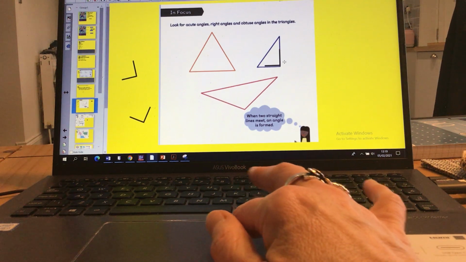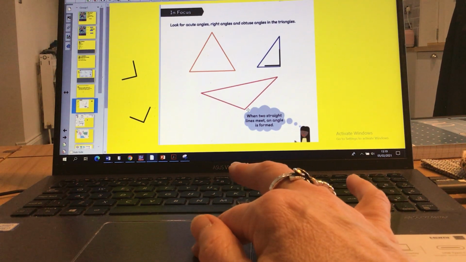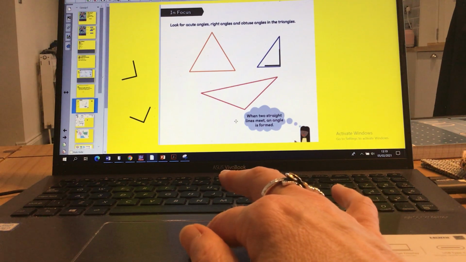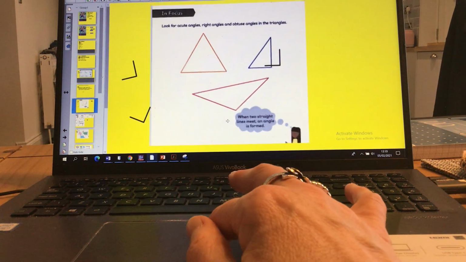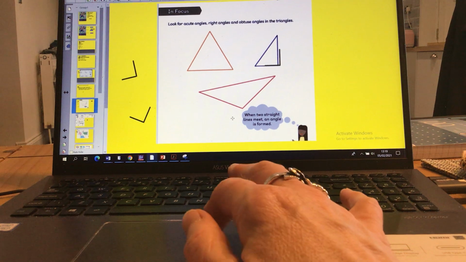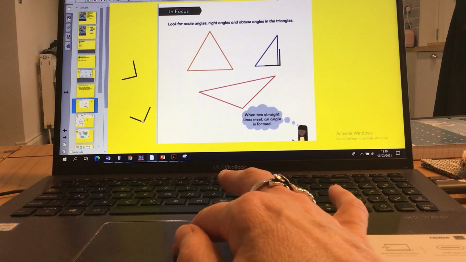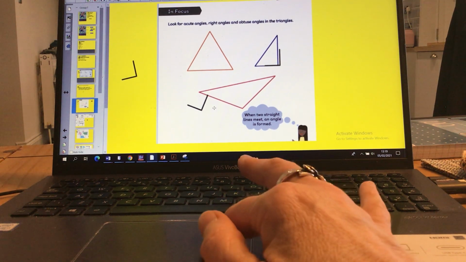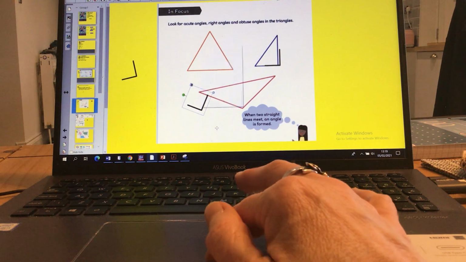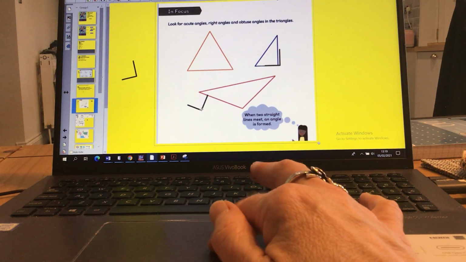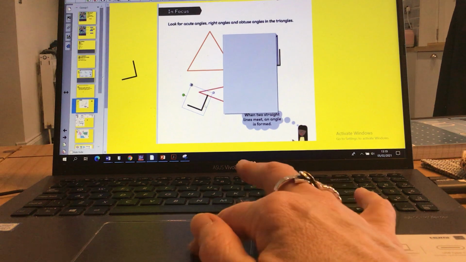Now this triangle at the bottom, when you first look at it, this corner here looks like it could be a right angle. It looks like it's going to make that really good L shape. So here's my L shape, and I'm going to try and fit it.